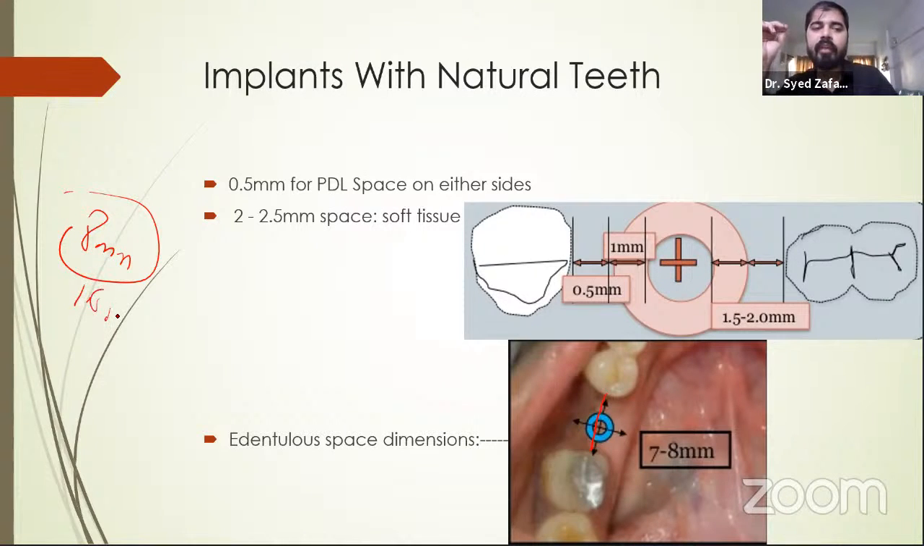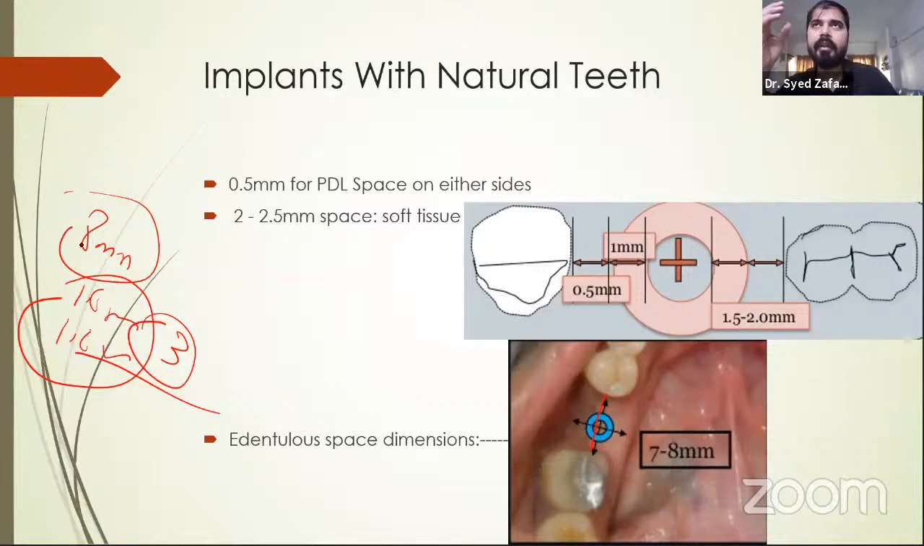You will subtract 1.5 mm on the buccal side and 1.5 mm on the lingual side. Almost 3 mm is subtracted from 8 mm, so you have 5 mm. You can place less than 5 mm. You can place a 4 mm implant. You can place a 4.5 mm implant.